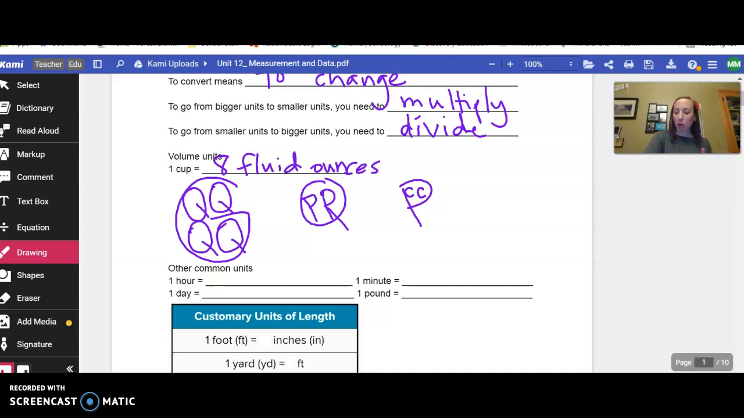Other common units, you probably know 1 hour is 60 minutes. 1 minute is 60 seconds. 1 day is 24 hours. 1 pound, we can use ounces. Ounces are a smaller unit of weight. Like when I go to the store, I might buy a bag that's 8 ounces, so it's half a pound.